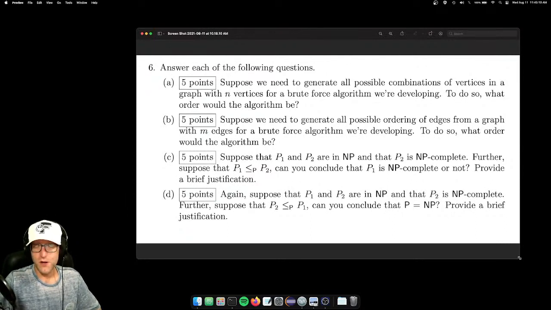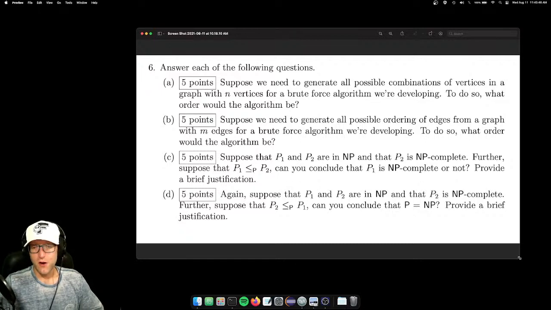So suppose that we need to generate all possible combinations of vertices in a graph with n vertices for a brute force algorithm that we're developing. To do so, what order would the algorithm be? This is kind of what was in your midterm, just asked in a different way. Of course, you are generating all possible combinations of vertices. That's the key word there, combinations. We already did that. That was the first question. It's going to be subsets, so it's going to be order 2 to the n.